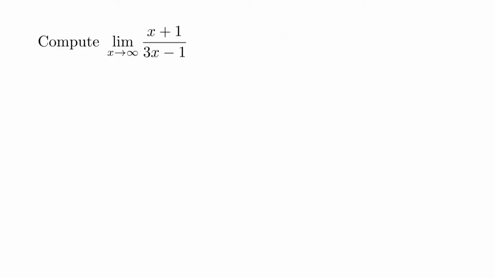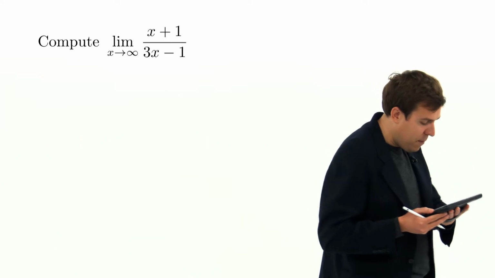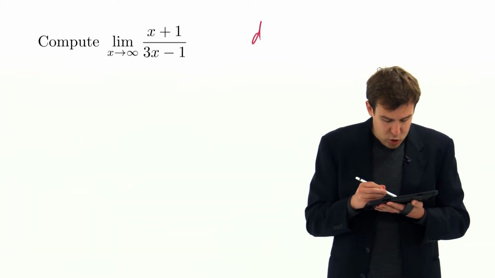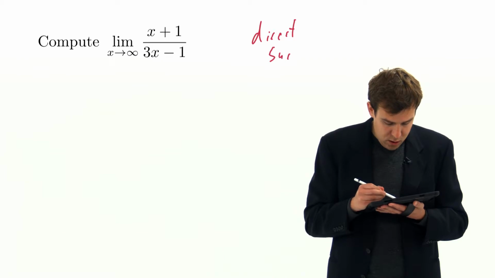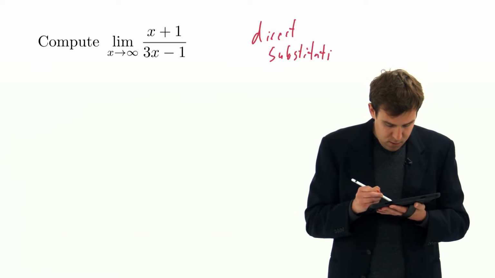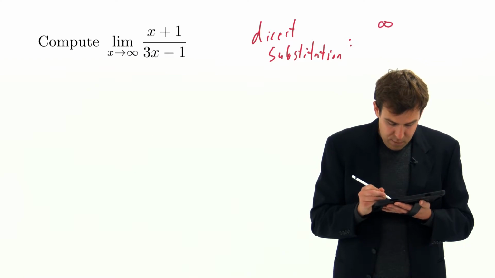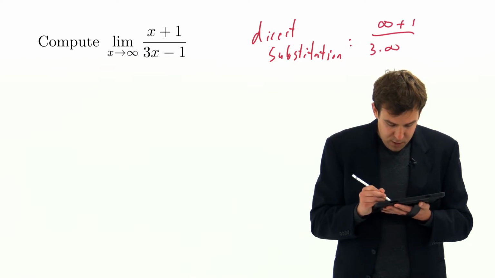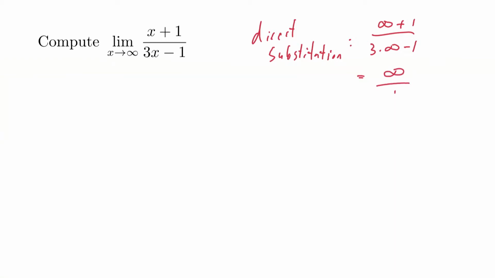Compute the limit as x goes to infinity of x plus 1 divided by 3x minus 1. So let's try direct substitution. I get infinity plus 1 over 3 times infinity minus 1. So infinity over infinity. So I get an indeterminate form. So only after checking this can you use L'Hopital's rule. I got infinity over infinity. So L'Hopital's rule applies.